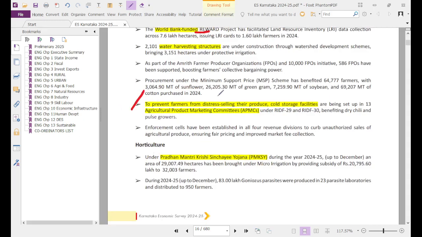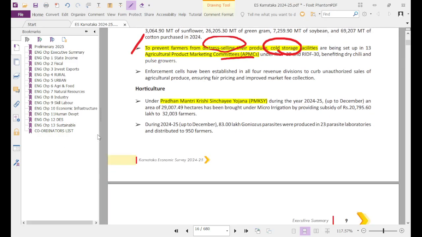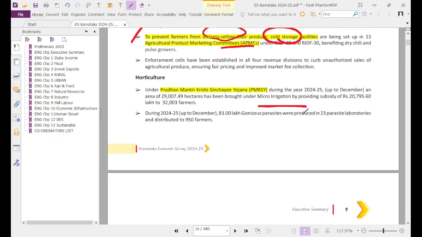And for post production, to reduce the post production losses, there are cold storage facilities. In case of distress selling, APMC markets, the agriculture produce marketing places, have been put in place and are supported. Pradhan Mantri Krishi Sinchai Yojana is there again for micro irrigation, drip irrigation.